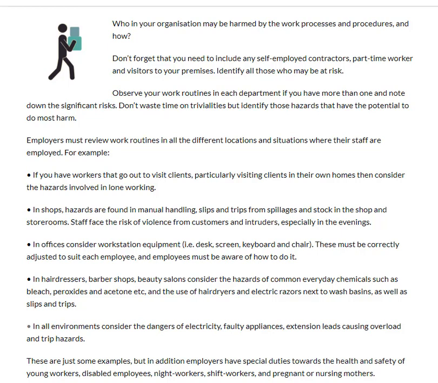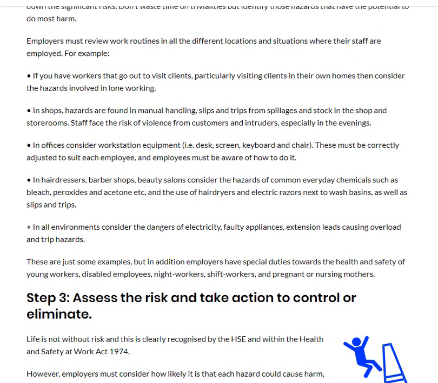In all environments, consider the dangers of electricity, faulty appliances, extension leads causing overload, and trip hazards. These are just some examples, but in addition, employers have special duties towards the health and safety of young workers, disabled employees, night workers, shift workers, and pregnant or nursing mothers.